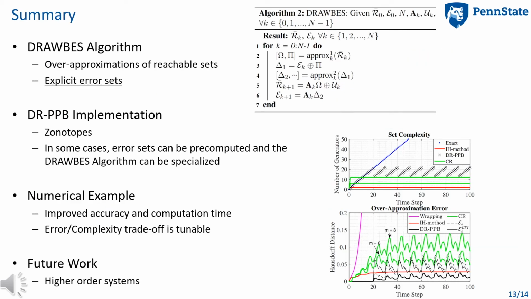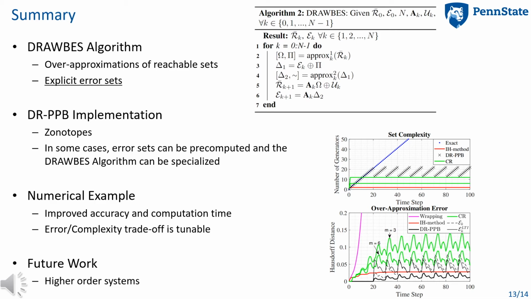In summary, Drawby's algorithm provides both over-approximations of reachable sets while also providing explicit error sets. A periodic partial boxing implementation was developed for zonotopes, and under additional assumptions, error sets can be pre-computed, and Drawby's algorithm can be specialized.